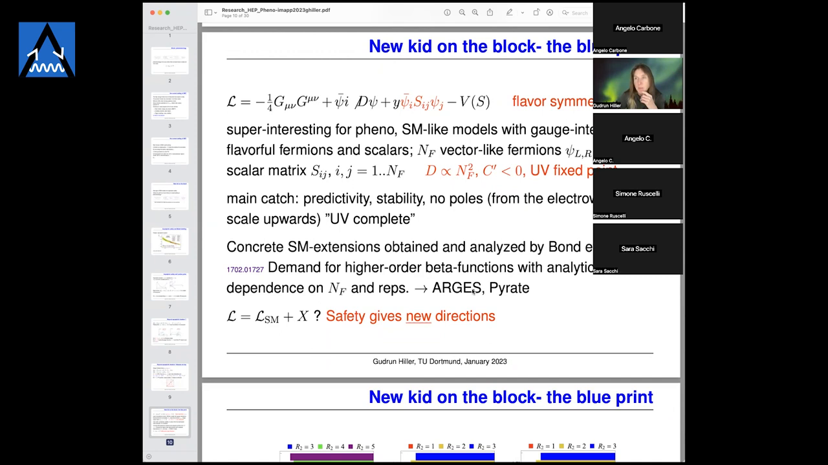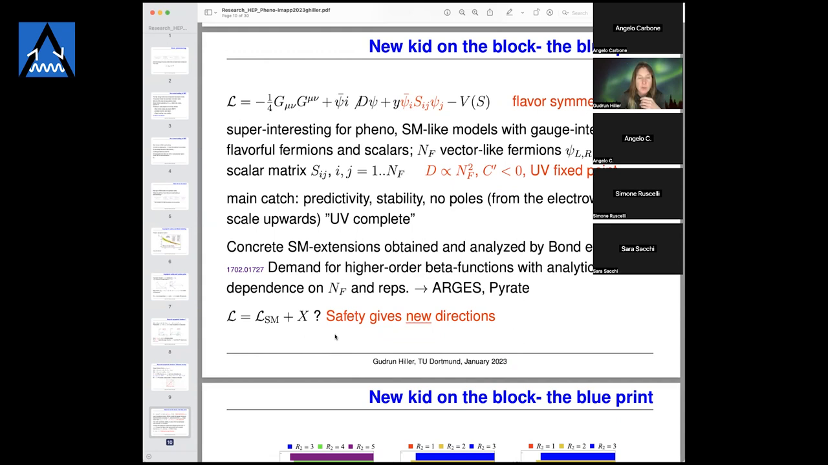So sometimes it's really good to advance technology, loop technology. Okay. So the answer is okay. So we can clearly say that this asymptotic safety gives a new direction for these X that we are looking for. And we will see that it also induces new signatures for the LHC.